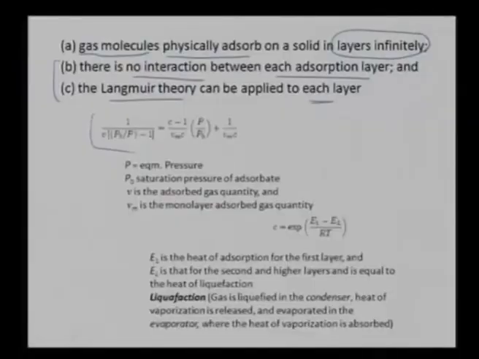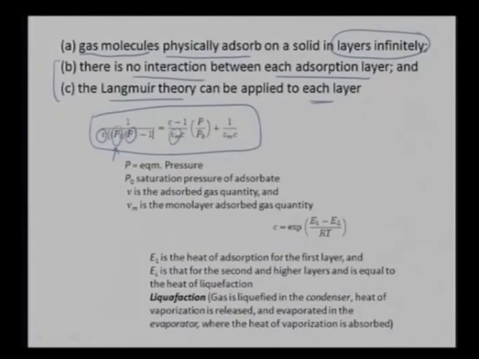But we are assuming that all these layers are independent and they don't interact with one another, and at the same time we can apply this Langmuir theory to each adsorbed layer. So that is the advantage of this particular BET theory, and it basically comes out to be a formula where our adsorbed gas quantity has some relation with the equilibrium pressure and the saturation pressure. This is the saturation pressure and the equilibrium pressure with respect to the monolayer which is now being adsorbed on the surface.